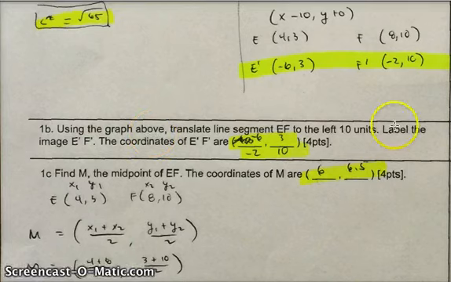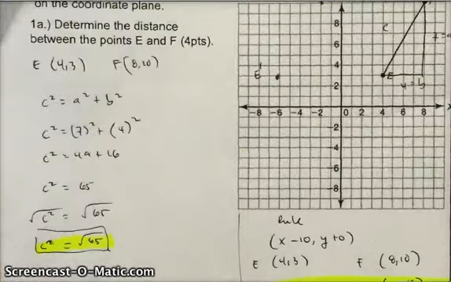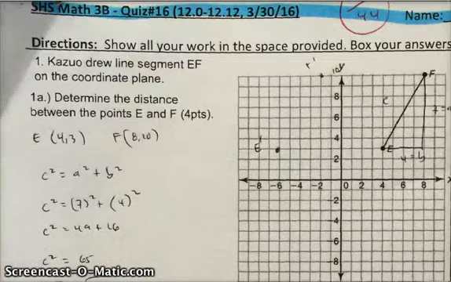1B. Using the graph above, translate line segment EF to the left 10 units. Label the image E prime F prime and get the coordinates of E prime F prime. Okay, so you were supposed to come up here and just move this over 10 units. 1, 2, 3, 4, 5, 6, 7, 8, 9, 10. There's F prime, negative 2, 10. And here, you can just move this one 10 units to the left. 1, 2, 3, 4, 5, 6, 7, 8, 9, 10. E prime now has the coordinates of negative 6, positive 3.